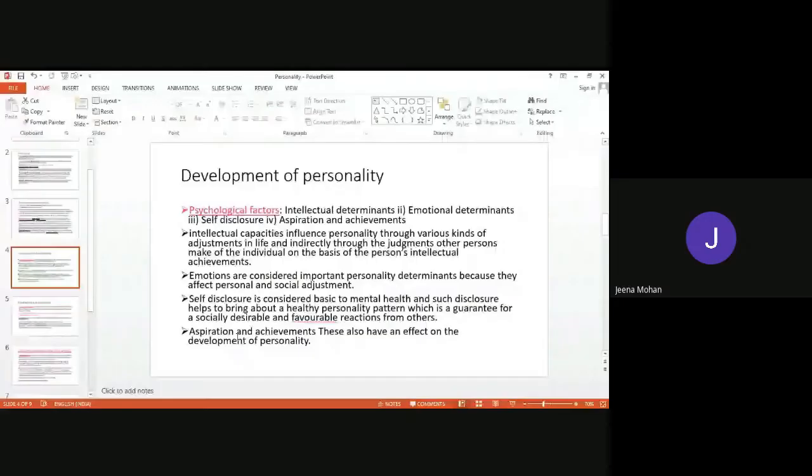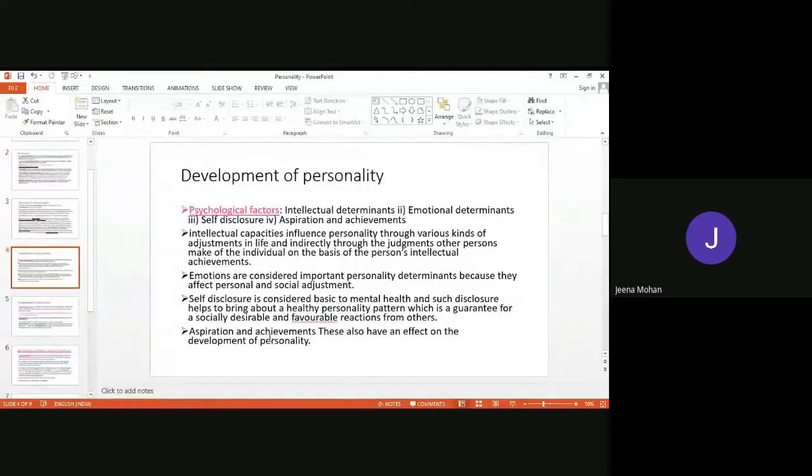Again, as I mentioned, when we talk about emotion, the person knows how to control the emotions or how to regulate the emotions. That means he is very well aware of the emotions. At the same time, the person will be able to maintain good interpersonal relationships. That is very important in life. So all these things come under the psychological factors.